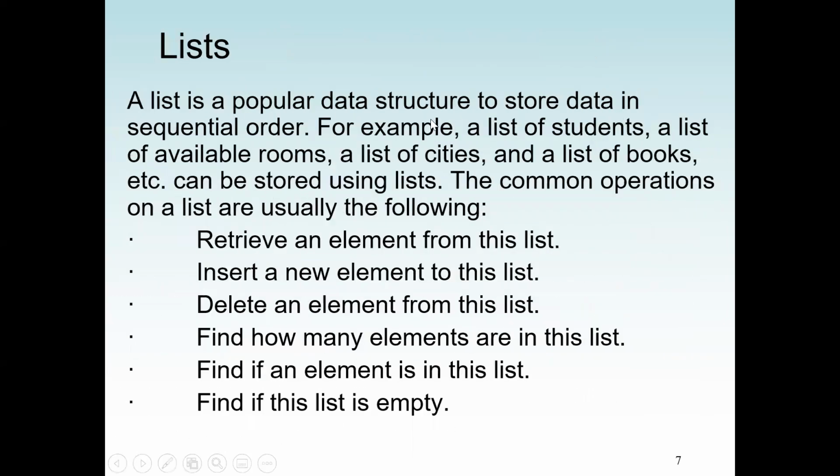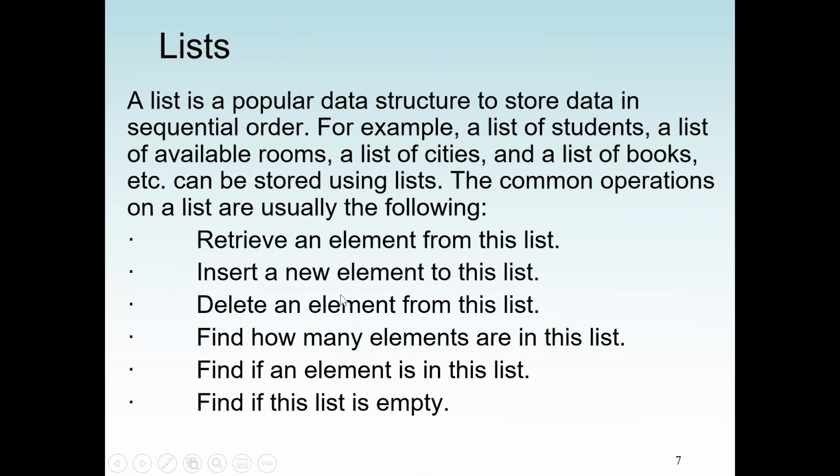So a list is a popular data structure to store data in sequential order. So for example, a list of students or a list of available rooms or a list of cities can be stored using a list. Now the common operations of a list can be, we can retrieve an element from the list.